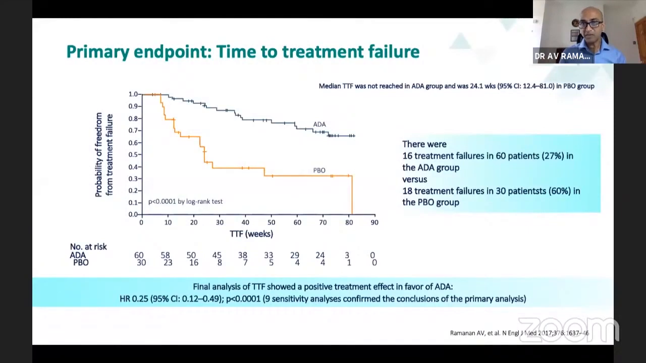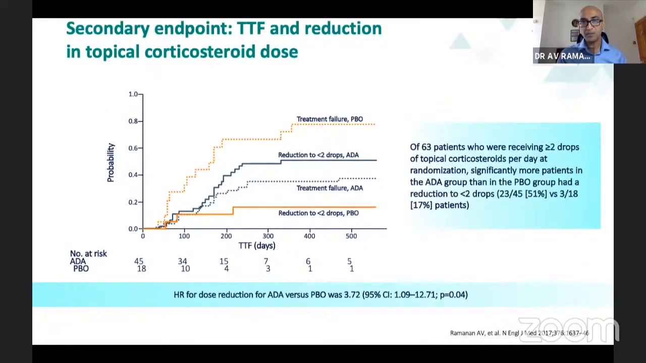The study was stopped after 90 patients by the Data Safety Monitoring Board because of overwhelming efficacy. So there were 16 treatment failures in the 60 patients, because this was a 2:1 randomization to make it more palatable for the families participating, in that they were going to hopefully get an active drug. So 16 failures in 60 patients on adalimumab compared to 18 failures in the 30 patients in the placebo group, which gives a very significant p-value of less than 0.0001, which is why the study was stopped.